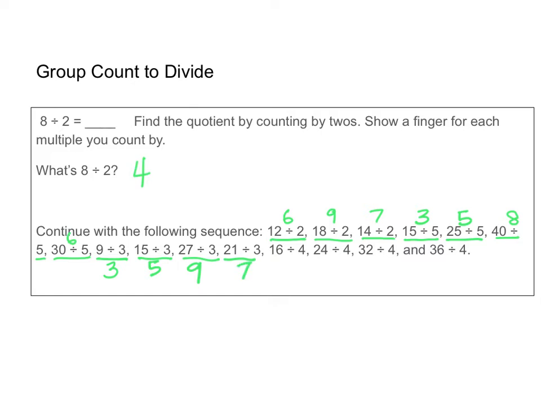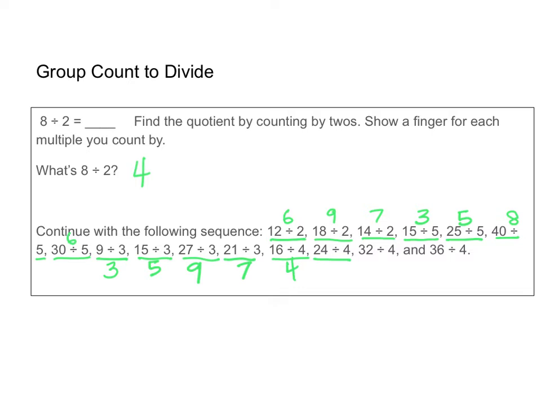You may have been figuring out that there's an inverse relationship here, right? 3 times 7 is 21. 21 divided by 3 is 7. Let's go to 16 divided by 4. 4, 8, 12, 16 gives us 4.